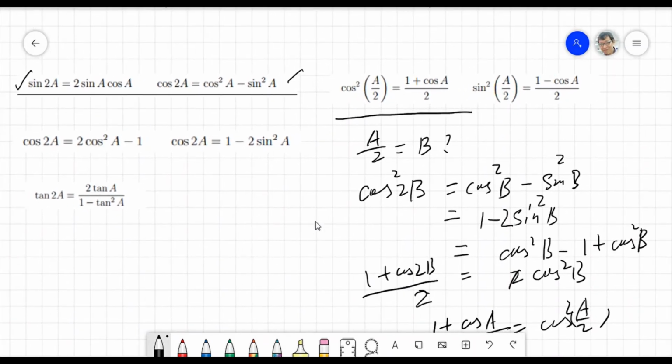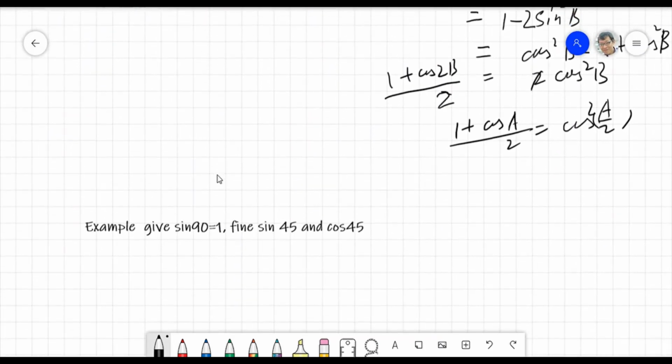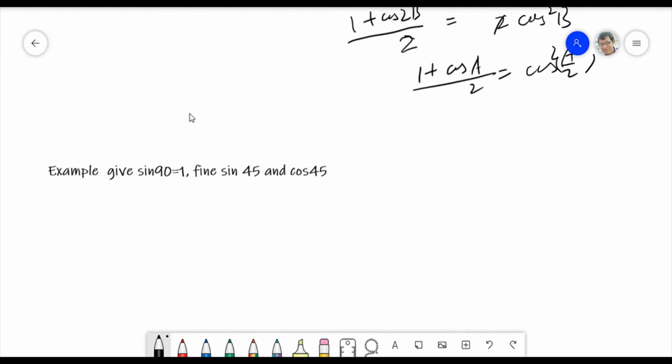This is very easy to prove. And then I will give you another example to increase your understanding. This is regarding the half angle, right? I already gave you sine 90, or I can write it better as sine pi over 2, same as sine 90 degrees, equals 1, right? So they ask you to find sine 45 and cosine 45.